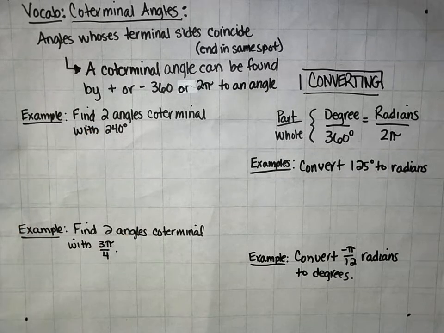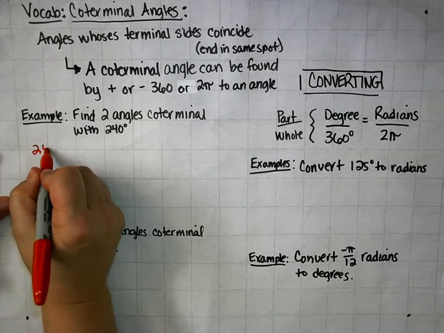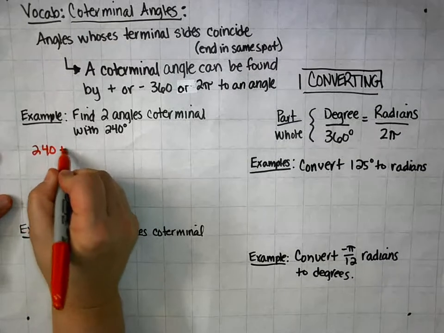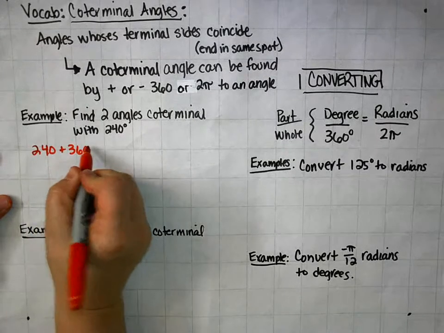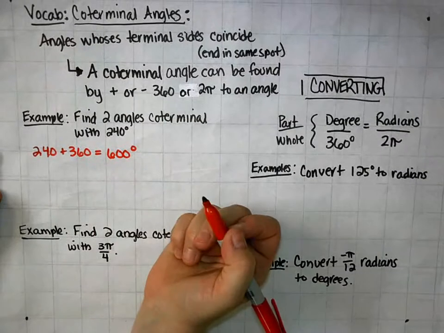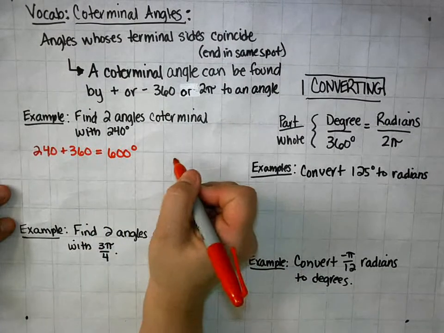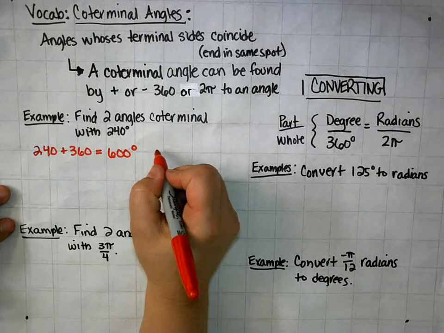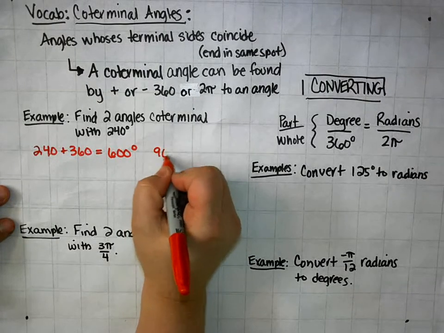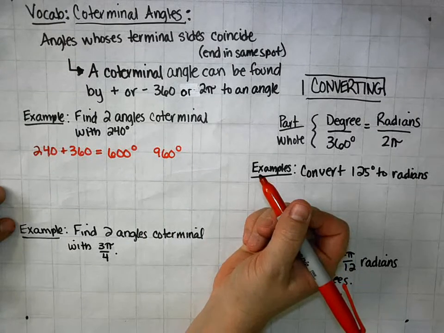To find 2 coterminal angles with 240, we would take 240 degrees and add 360 degrees. We would get 600 degrees. If I wanted to find another one, I could add 360 again to get 960 degrees, and I could continue doing that to get positive angles.